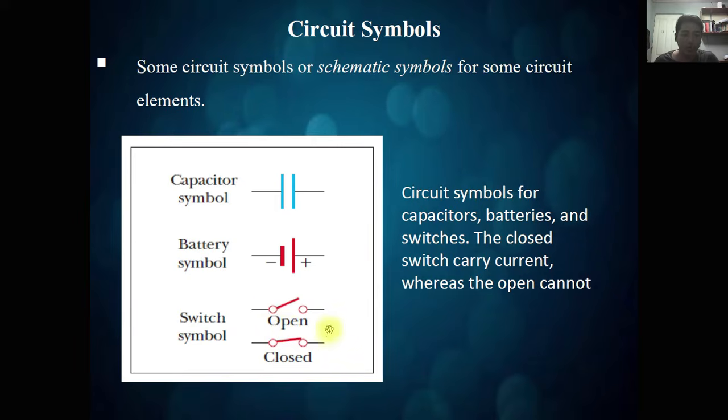If the switch is open, it would look like this, and when the switch is closed, it would look like this. Of course, the switch performs control of the current flowing in the circuit. So the purpose of a switch is again to control the current in the circuit. It can either open the circuit, which means there is no current, or close the circuit, which means there will be current in the circuit. So those are the circuit symbols for capacitors, batteries, and switches. The closed switch carries current, whereas the open switch cannot carry current. So here are the typical symbols.